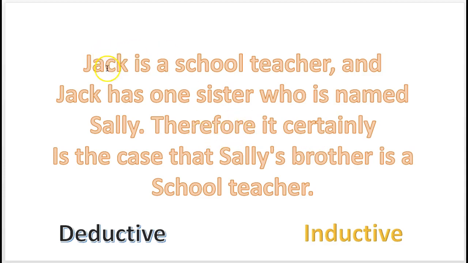This is an argument. Is it deductive or inductive? Jack is a school teacher, and Jack has one sister whose name is Sally. Therefore, it certainly is the case that Sally's brother is a school teacher. Okay, is it deductive or inductive? The answer is deductive. That is right. The indicator word certainly shows that it's a deductive argument, and the conclusion does necessarily follow.